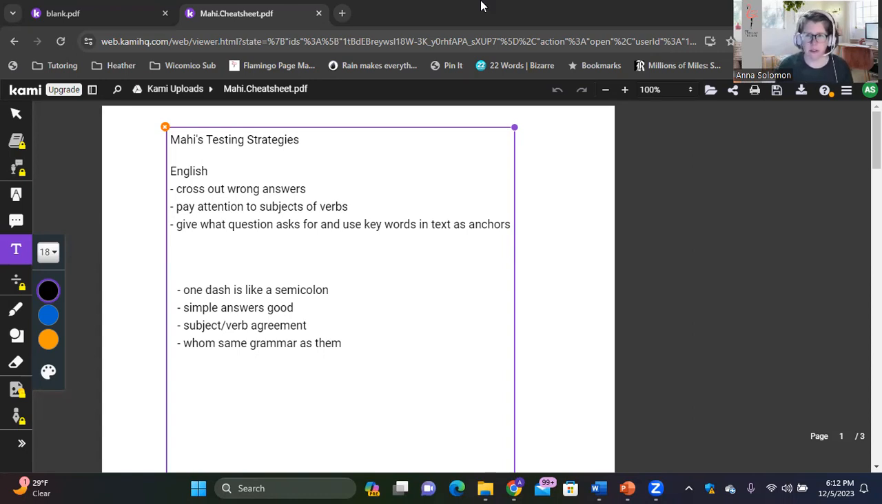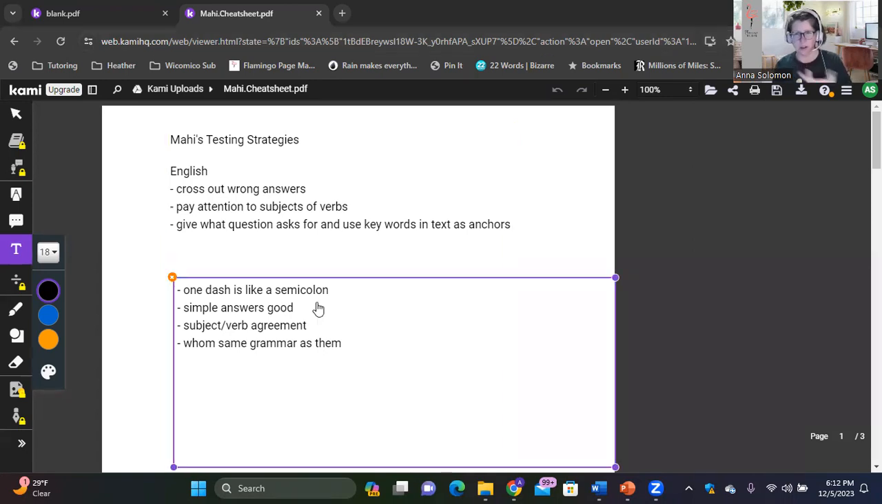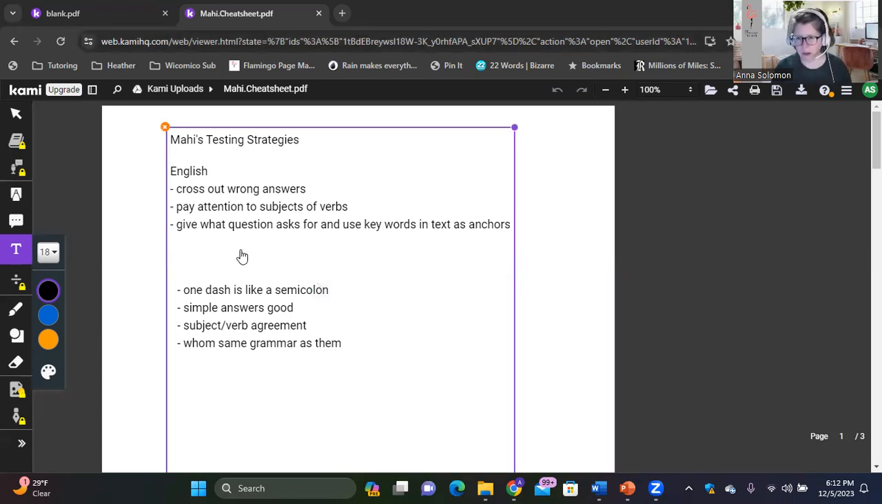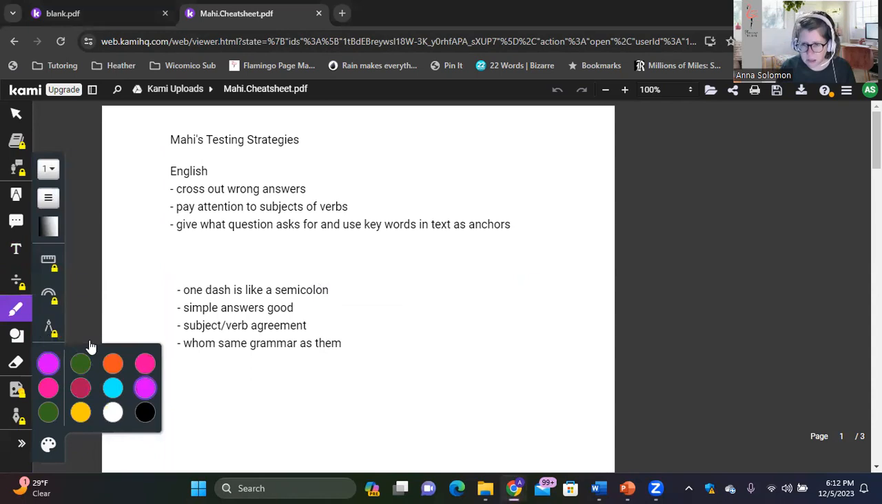And this is different for every student. So we're going to see how her strategies compare to yours. All right, so let me just get ready to write. So for the English, you don't miss a lot of questions, great, and neither does she. So we've got English: you want to cross out wrong answers. This is a strategy that we are using everywhere.